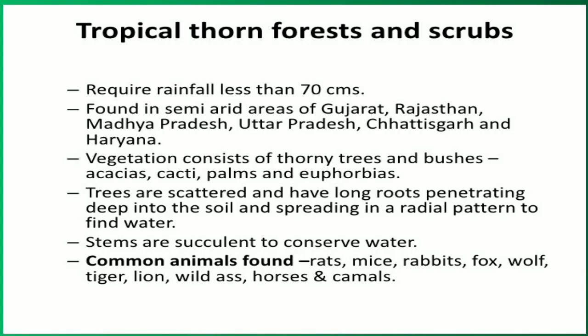Tropical thorn forest and scrubs. Let us talk about this type of vegetation next. It requires rainfall less than 70 centimeter. It is found in semi-arid areas of Gujarat, Rajasthan, Madhya Pradesh, Uttar Pradesh, Chhattisgarh, and Haryana as well. Vegetation consists of thorny trees and bushes, acacias, cacti, palms, and euphorbias.